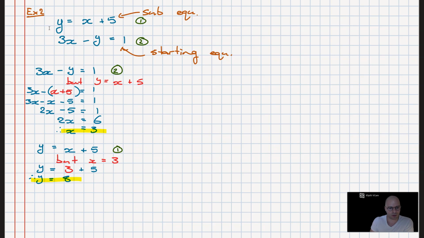Done. Now if we want to verify that we did everything correct, then we can jump back over and go y equals x plus 5. And then we can say but y equals 8. 8 equals x plus 5. And then rearranging, x is still equal to 3. So over here, that's just verifying. You don't have to do that step.